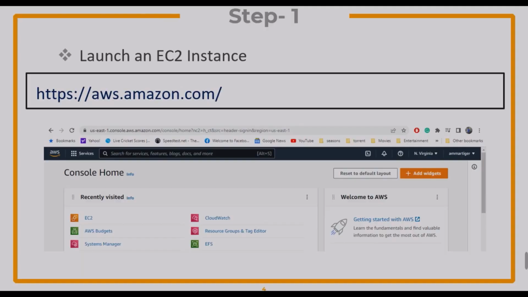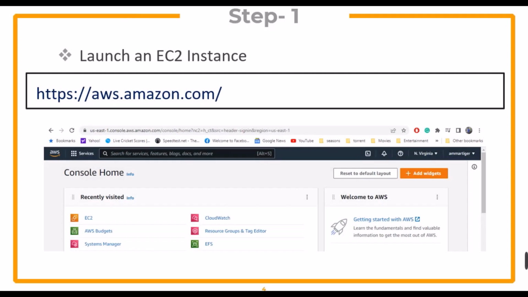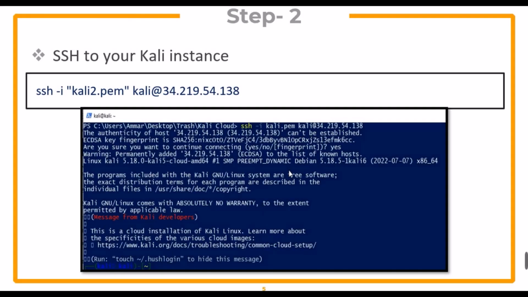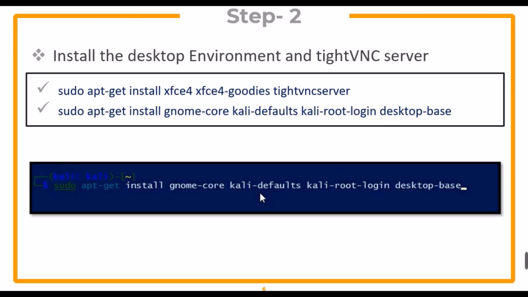So in step 1, go to your AWS home and launch an EC2 instance. Once the instance is created, SSH to your Kali instance with SSH command. Now you need to install the desktop environment and tight VNC server on your Kali machine. Just use the command as shown on the screen.